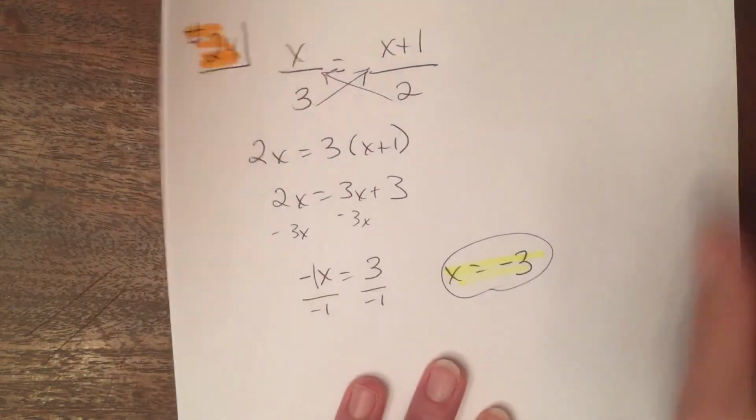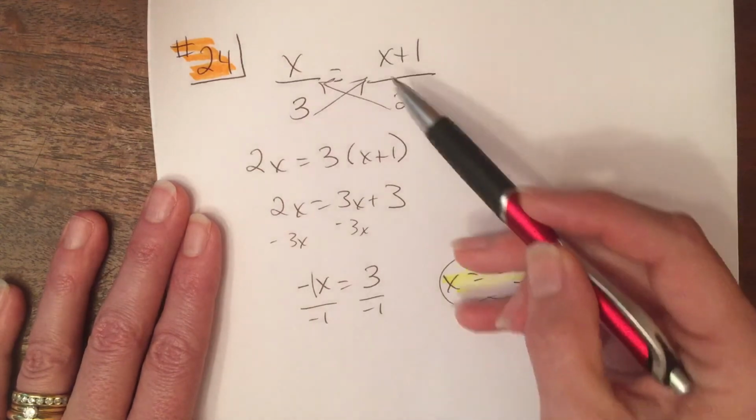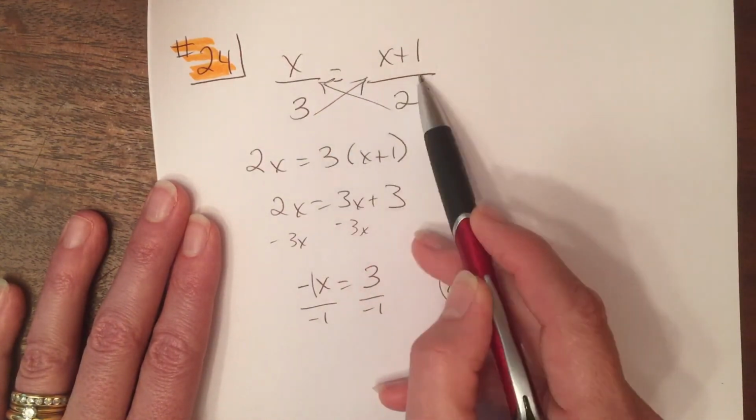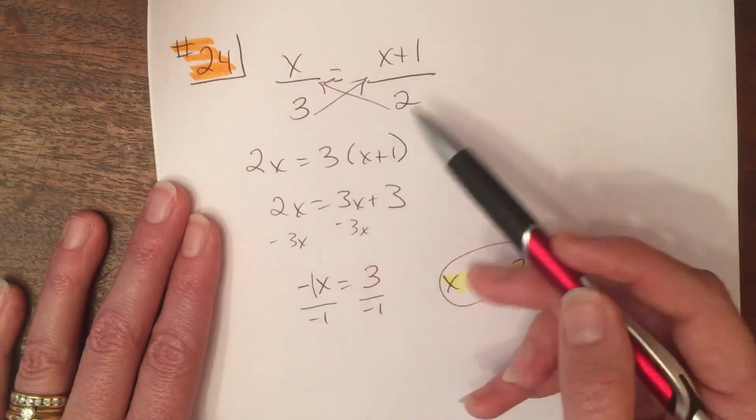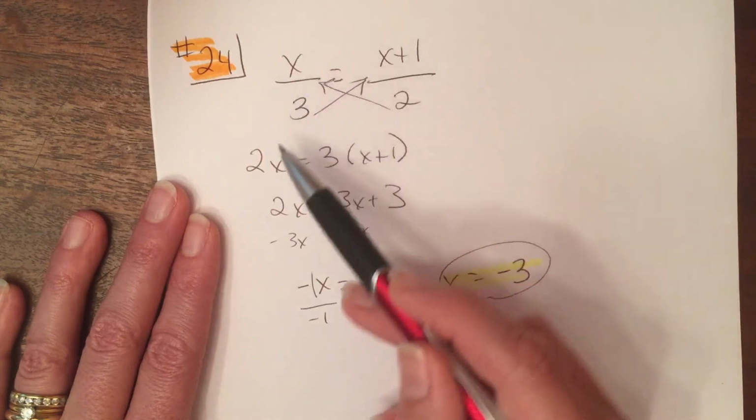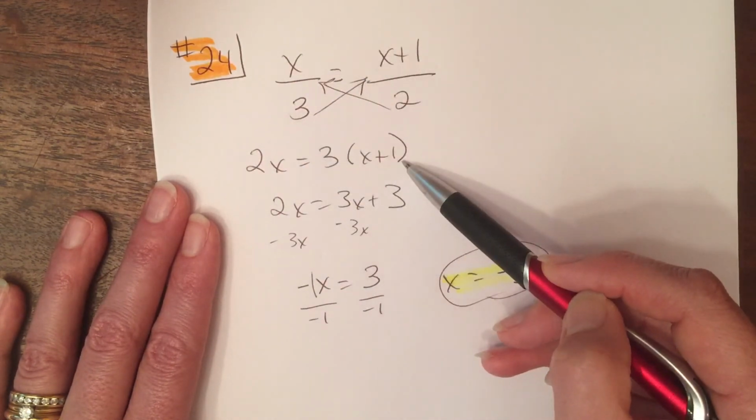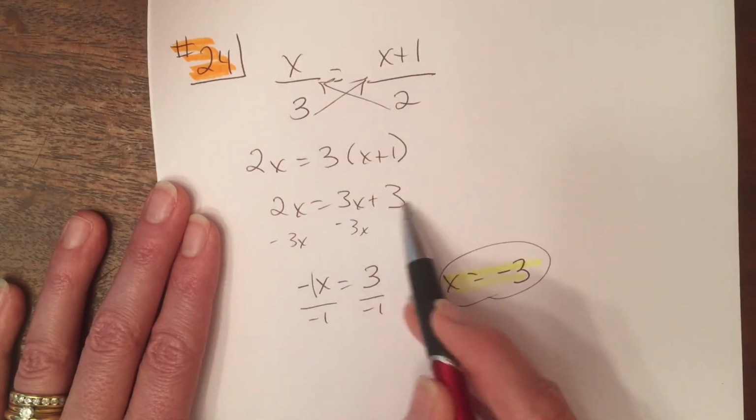Number 24, they give us a proportion that looks different than any proportion we've ever done, okay, but we can still use the same rules. If we have 2 fractions that are equal, their cross products must also be equal. So I did 2 times x, which gave me 2x, is equal to 3 times x plus 1. 2x is equal to, I distributed here, 3x plus 3.